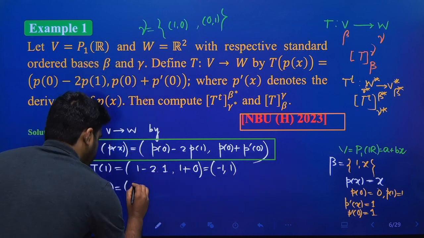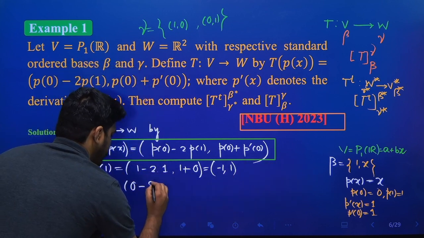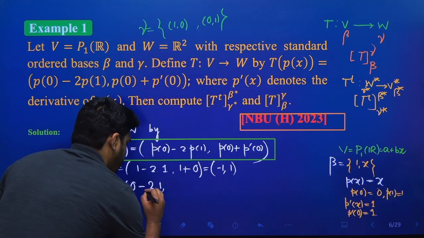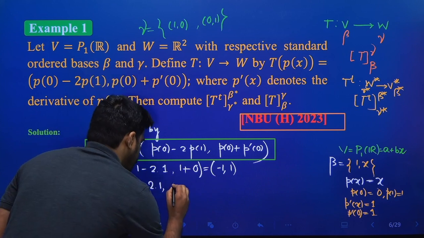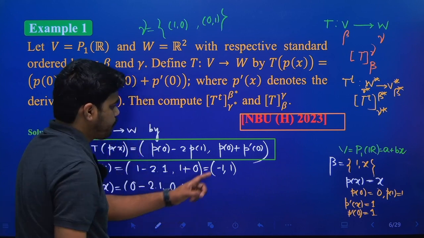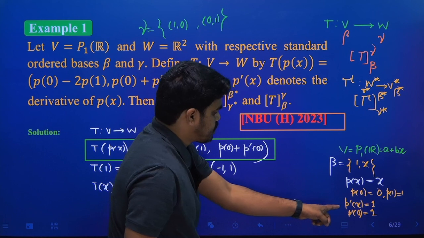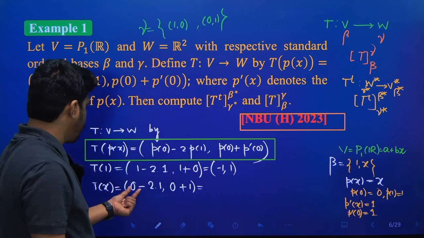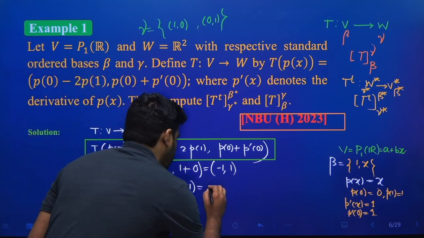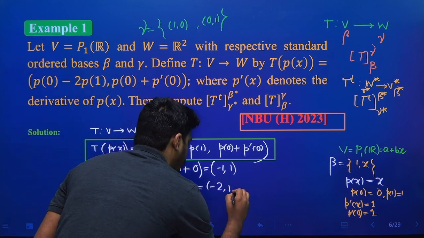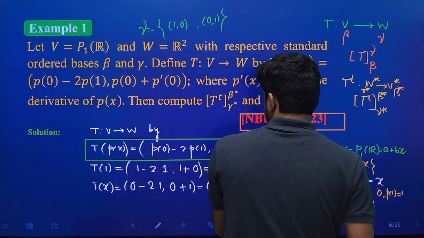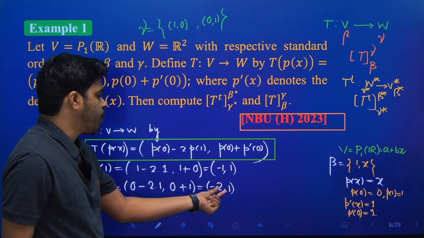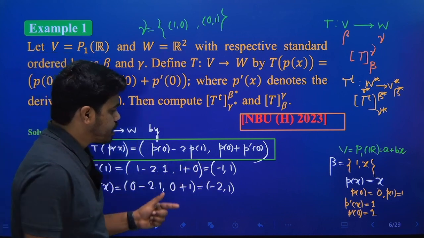Okay, so p(0) is 0 minus 2 p(1) is 1, right? Comma p(0) is 0 plus p'(0), that is 1. So ultimately what we get? Minus 2 comma 1. ঠিক আছে? So T(1) is basically (minus 1, 1) and T(x) is (minus 2, 1). দেখো 2 ডাইমেনশনে পেয়ে গেছে। এবার আমি কি করব?